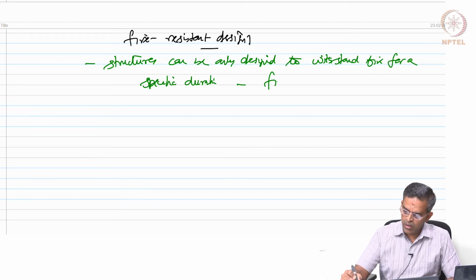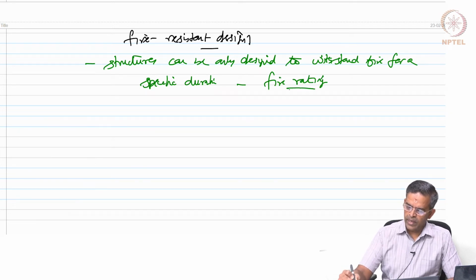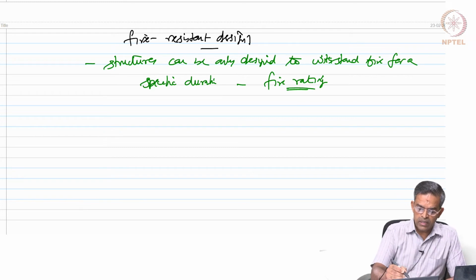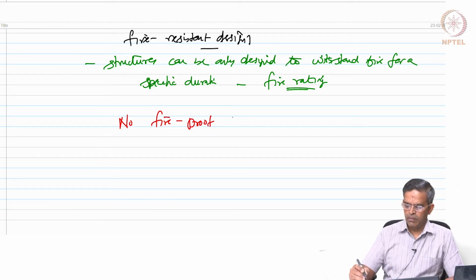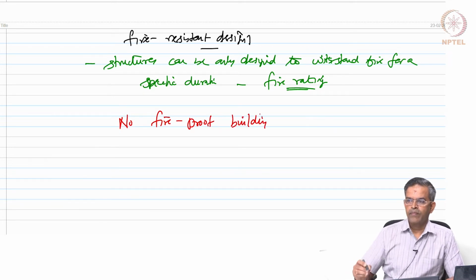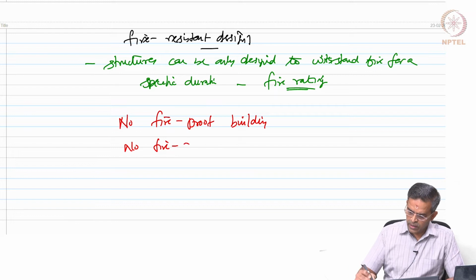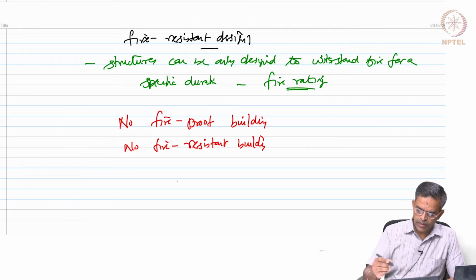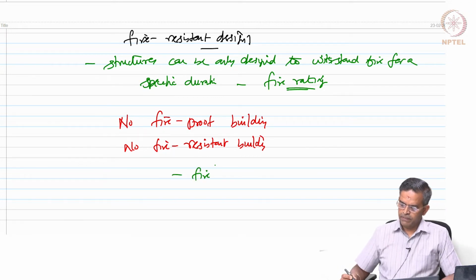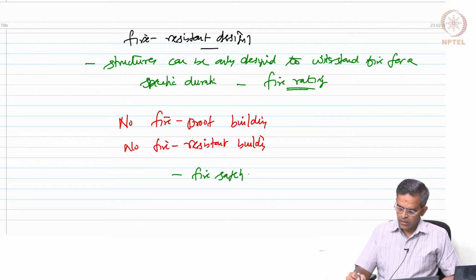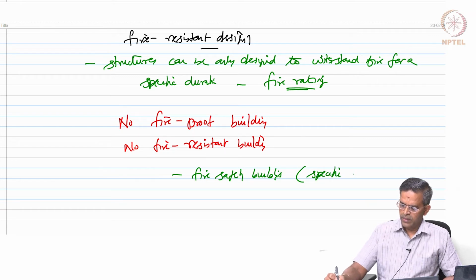Okay. This is called fire rating. So, please understand friends, there is no fire proof building. There is no fire resistant building, but there are fire safety buildings for a specific duration only. Okay?